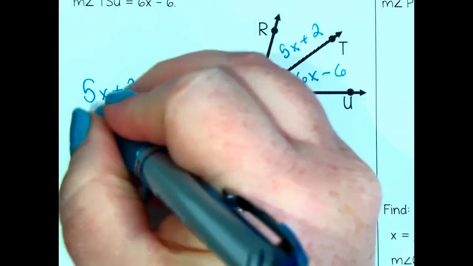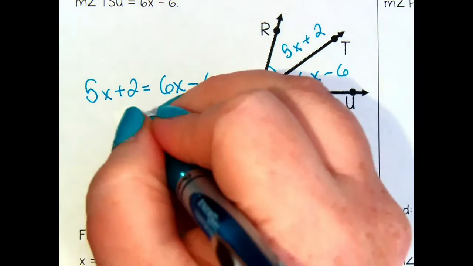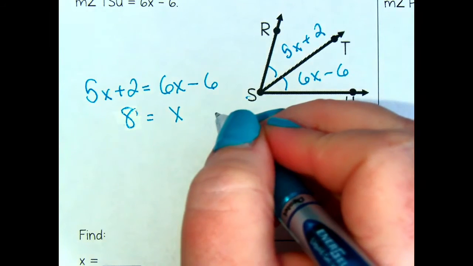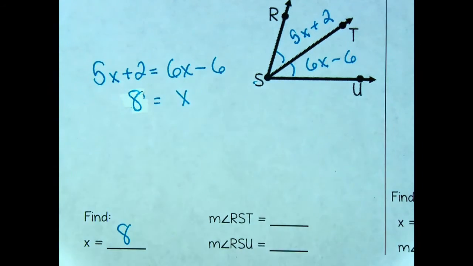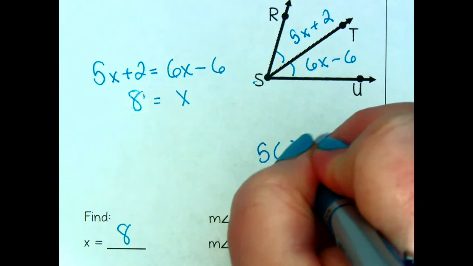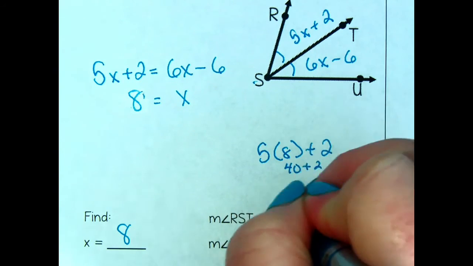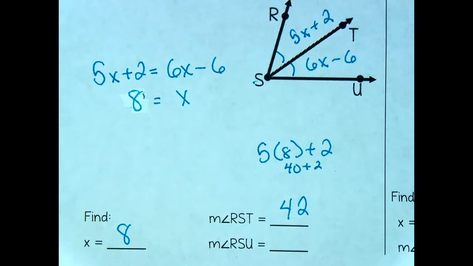I'm going to subtract 5x and get x. I'm going to add 6 to both sides, and I'm going to get 8. Then I'm just going to substitute. Angle RST is going to be 40 plus 2, so that tells me that it is 42 degrees.